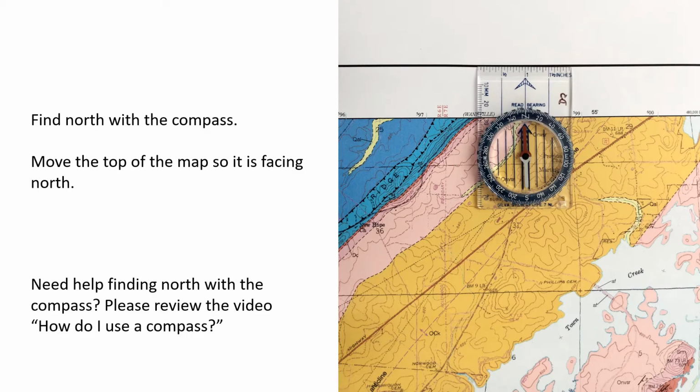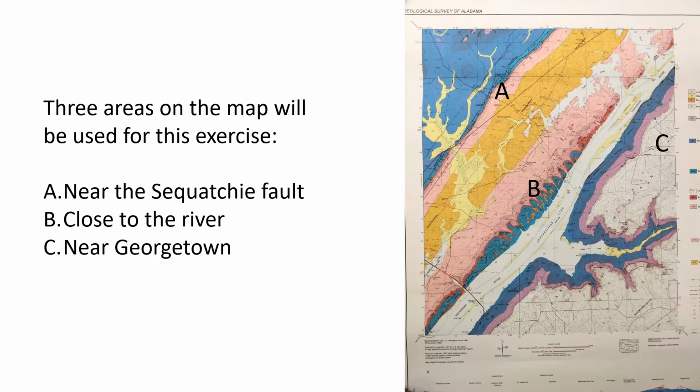This exercise makes the assumption that you already know how to use a compass. Find north with your compass and move the map around so the top of the map is facing north. For this particular map, you can line up the compass as shown to ensure your map is straight and facing north. 3 areas of the map will be used for this exercise. They are labeled A, B, and C on the picture.